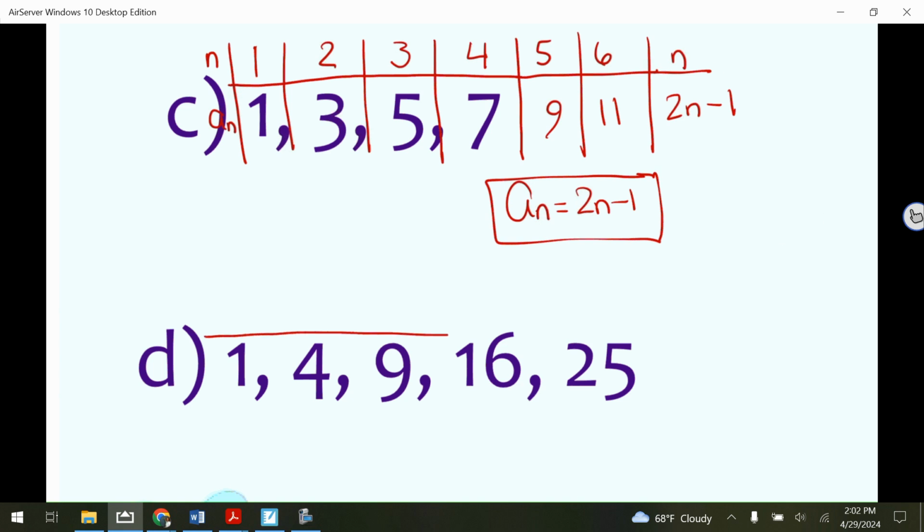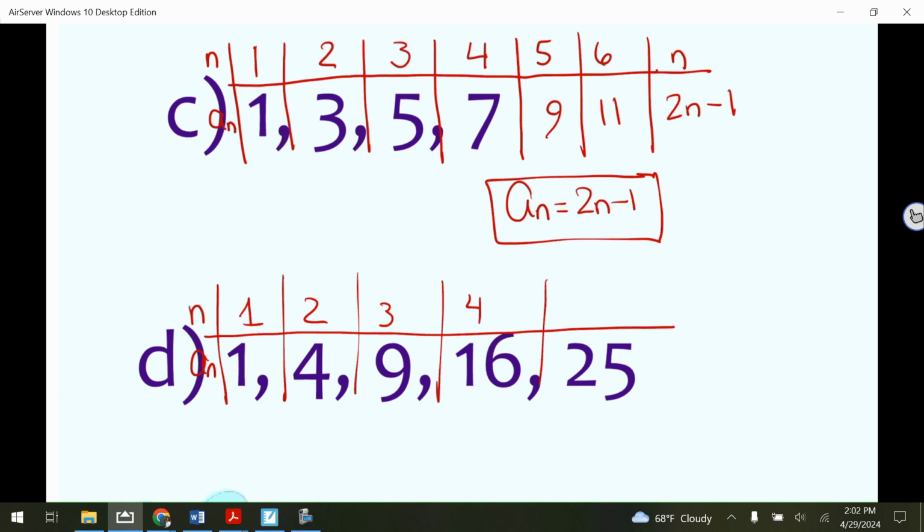For this one, n, a sub n, I noticed all of the terms in my sequence are perfect squares. Okay, 4, 9, 16, 25, those are perfect squares. And all they're doing is squaring the n. So for this one, it's n squared. So your term is calculated by squaring whatever term number you're on. If you're on the 10th term, it would be 100.